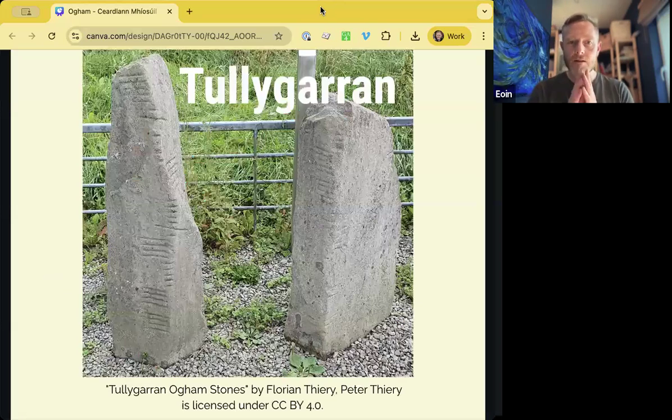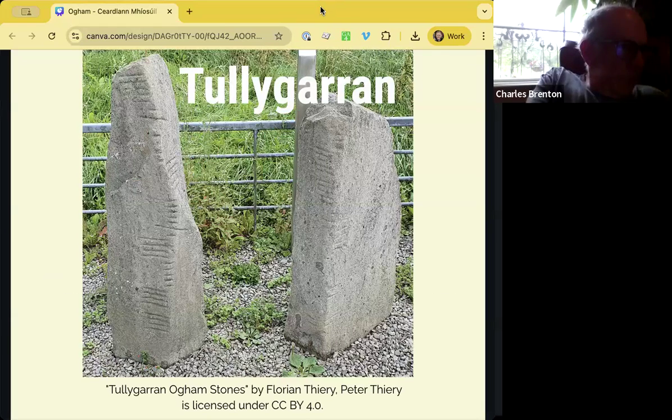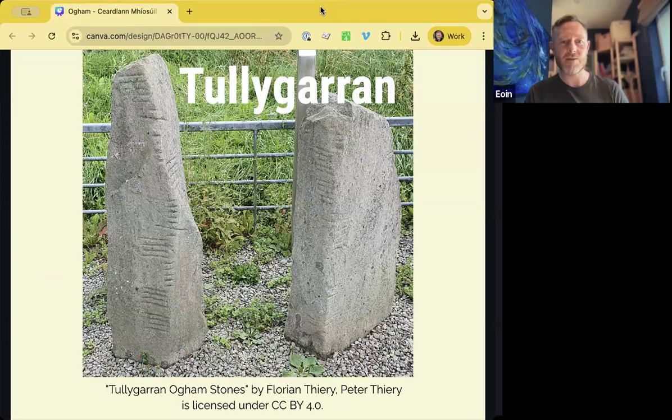Okay. Are you familiar with Ogham? Or maybe you've seen it. Yeah, I'm seeing some nodding heads. For me, my original context was: okay, stones, and there's writing on the stones, and it's based on Latin. That was my kind of context or understanding.